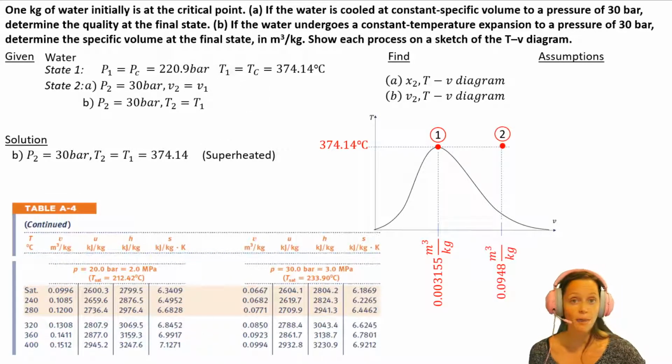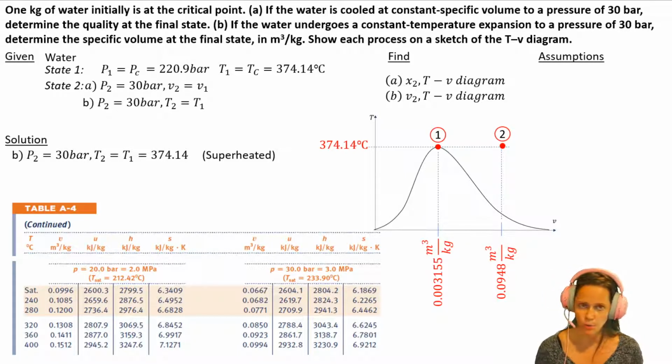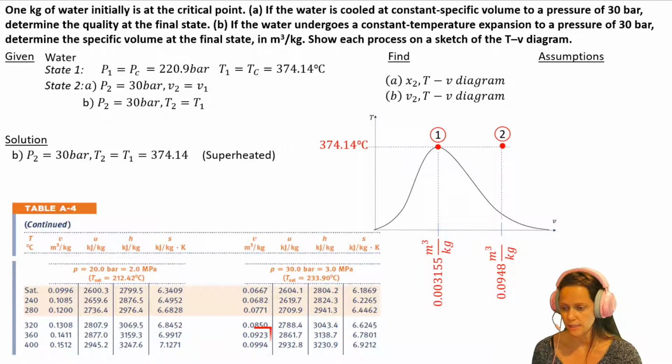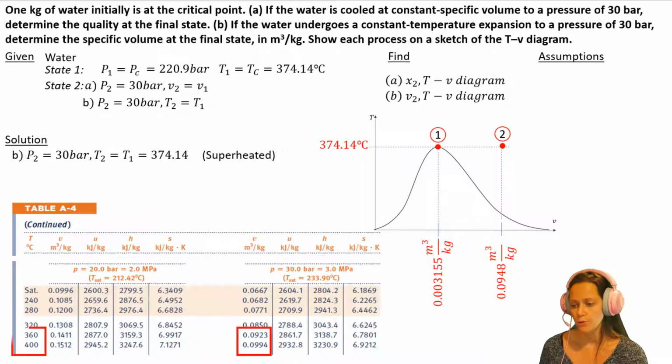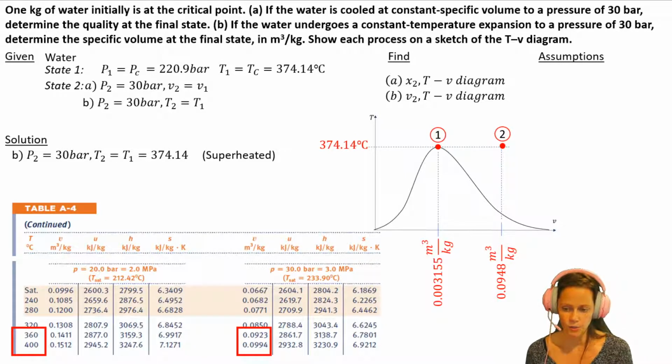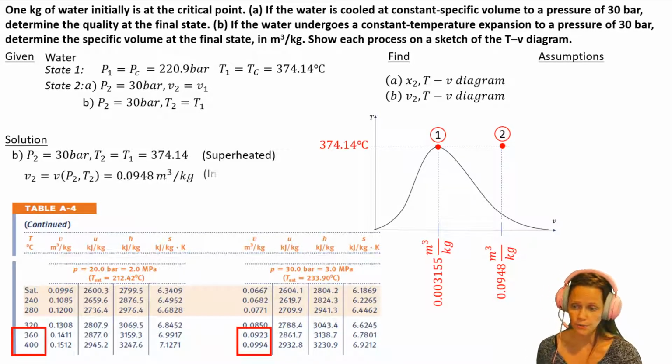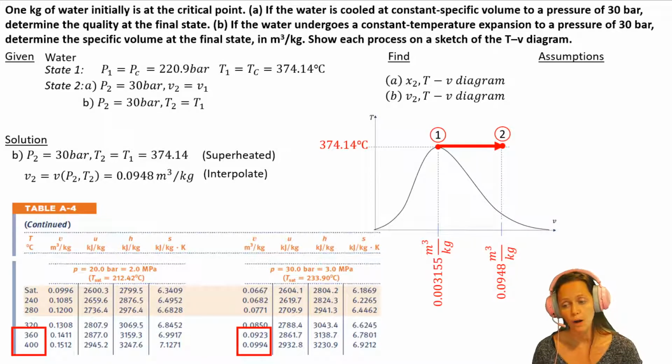All right, so table A4, all of those are your superheated tables. And what I've done here is I've gone to the box that corresponds to 30 bar, and my temperature is 374.14 degrees Celsius, so it's going to be between 360 degrees Celsius and 400 degrees Celsius, and you can see the corresponding specific volumes on the right there. So all I need to do is interpolate between those two values, and when I interpolate, I get a value of 0.0948 meters cubed per kilogram. So that's my specific volume.